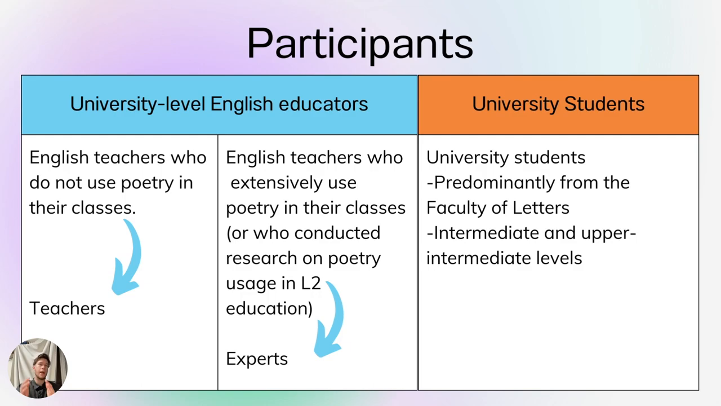Moving on to the university students, this group was mainly comprised of students that belonged to the Faculty of Letters, and the students' levels ranged from intermediate to upper intermediate in terms of language proficiency.